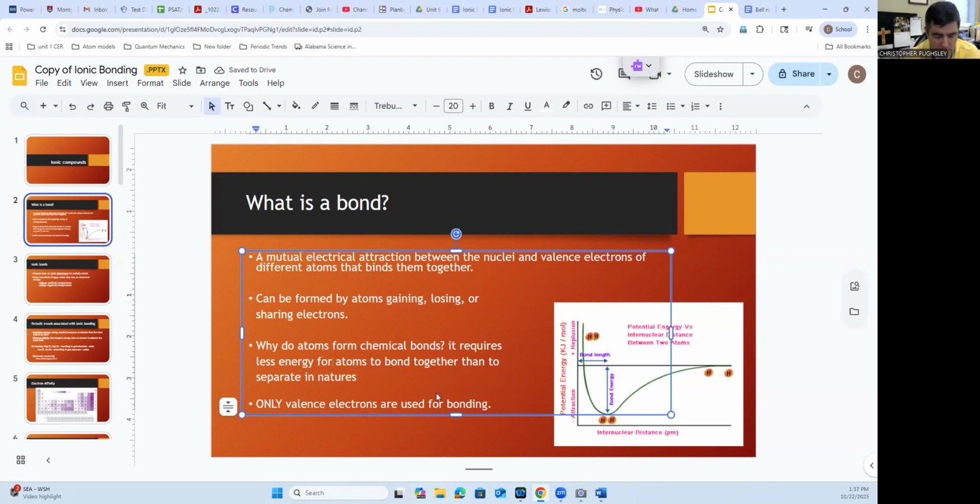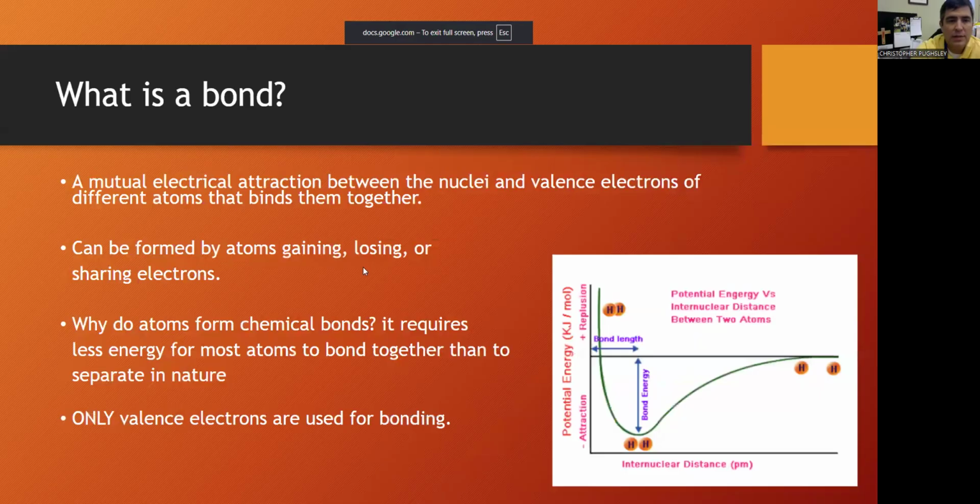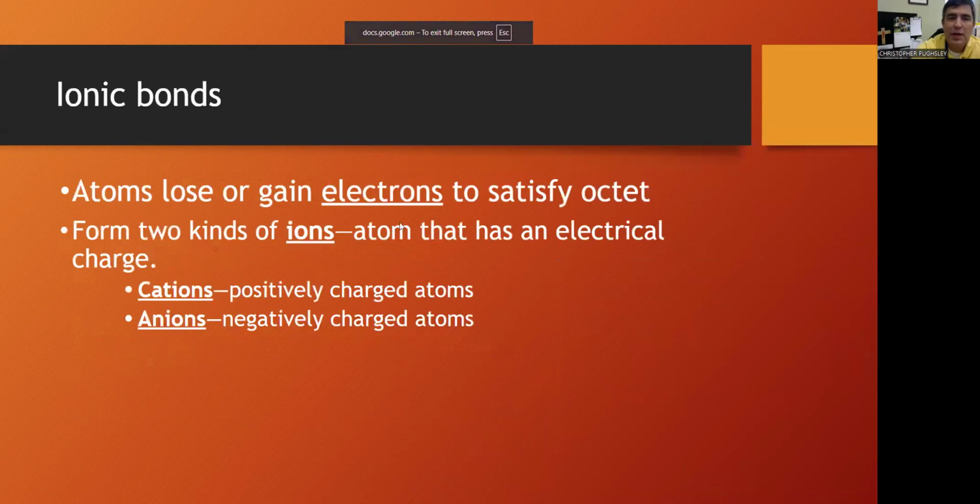And I would add most atoms, not all atoms. That's not the case for all atoms. And when we do chemical bonding, it's only the valence electrons that do this type of bonding. All right. First type of bond is ionic bonds.